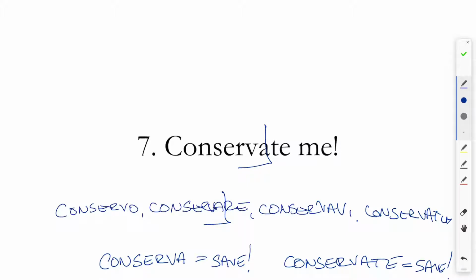See, we don't distinguish that in English. Save me, save me. We don't distinguish between the singular and the plural. So if I say save me, you don't know if I'm talking to one of you or all of you. But in this case, in Latin, it is quite clear: all of you, save me.